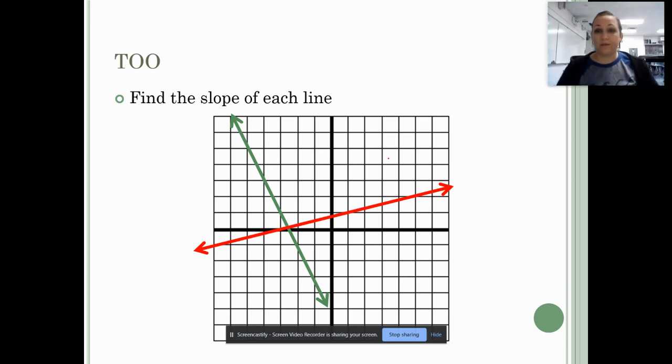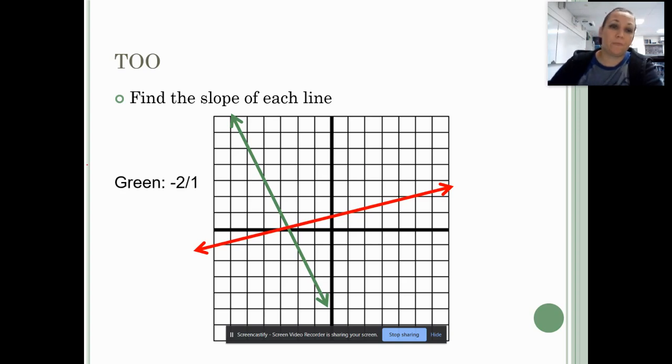Now my red line starts at the bottom and then it rises up. And so when you see a line that rises up, that is going to have a positive slope. And so my green line should have a negative slope. My red line should have a positive slope, just from the general look of the lines. But let's check and see what those actual numbers are.